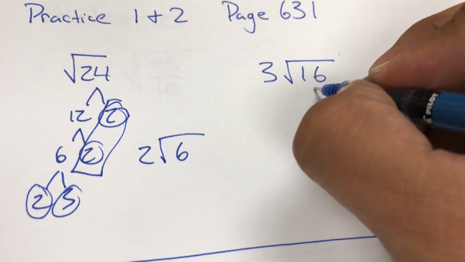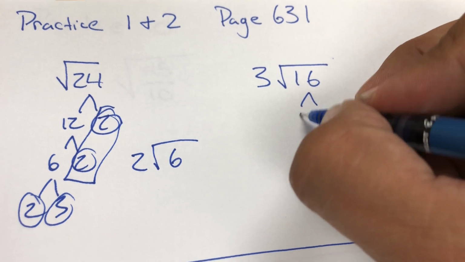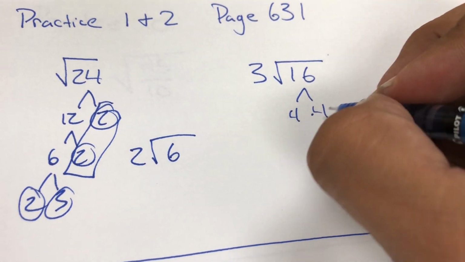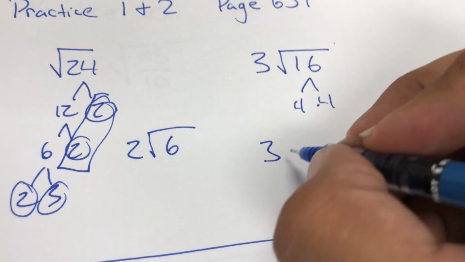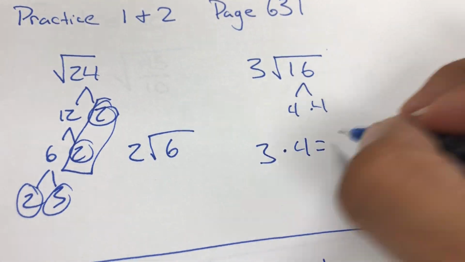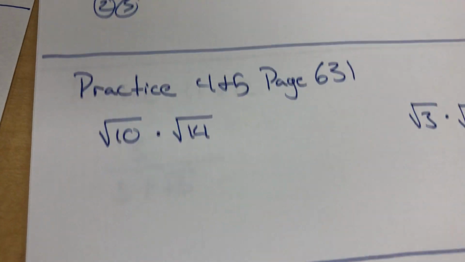This already has a 3 outside, so let's figure out if anything else comes outside. Actually, it's 4 times 4. So I know there's going to be 2 4s inside, so 4 is going to come out. The square root of 16 is 4. So 3 times 4 is 12. So the answer to that is 12. That one's actually very simple.